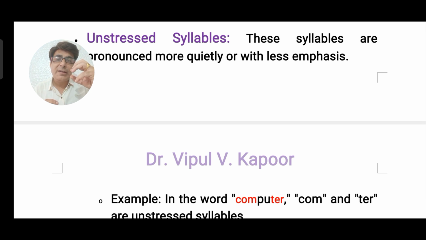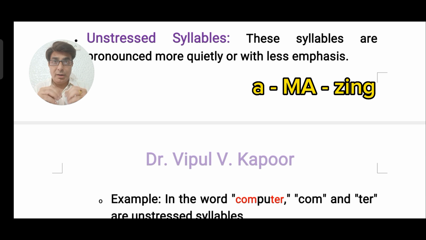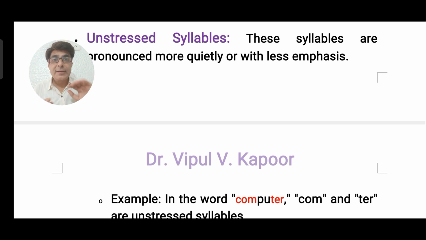Sometimes the first one is stressed, the second one is unstressed. It is a falling rhythm. Sometimes in some cases the first syllable is unstressed and the second syllable is stressed. It is called a rising rhythm. Say for example, amazing. So a is weak, may is strong, and zing is weak. So rising and falling rhythm. This is how the knowledge of stress pattern brings about rhythm in your language.